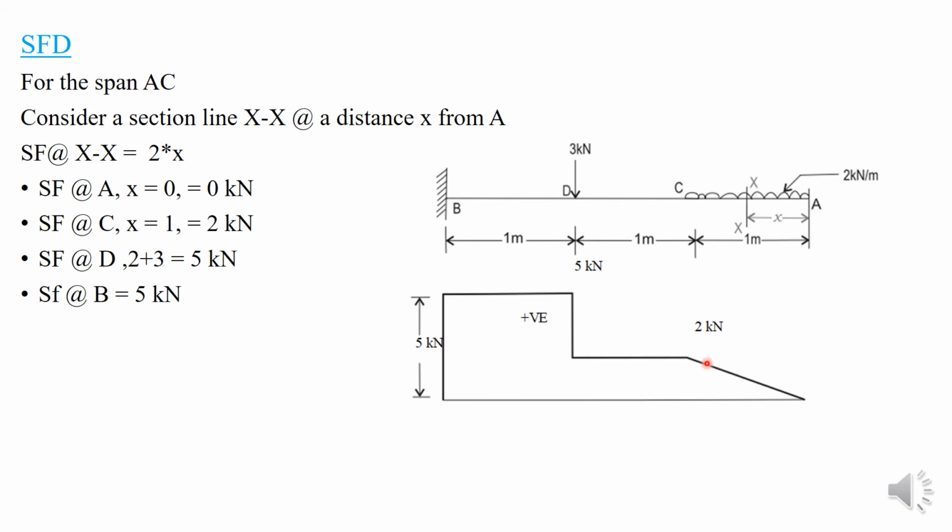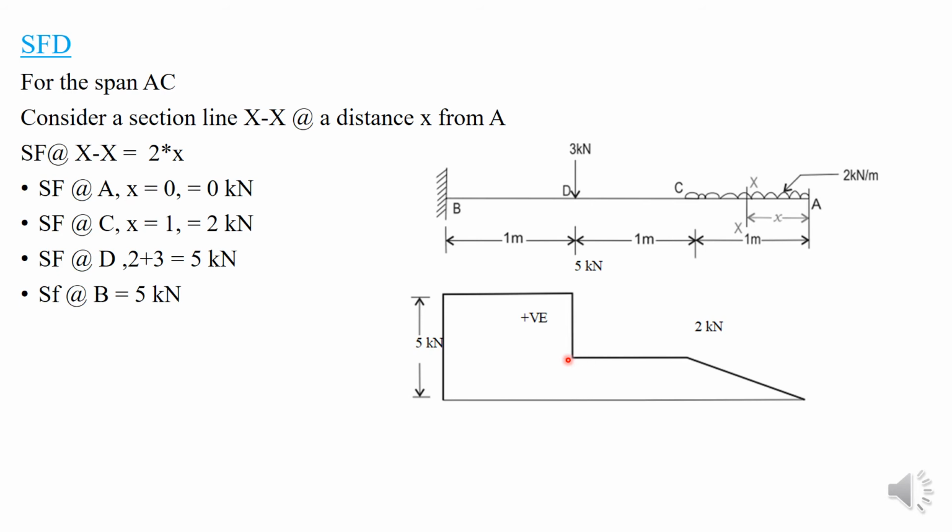Now, to get the shear force for the span C to D, consider again a section line at a distance h from the point C, and look into the right hand side. There you can see 2 into 1, that is 2 kN. From C to D no loads are acting. So in the shear force diagram, at C it is 2 kN, and from C to D it will be a horizontal line indicating a 2 kN shear force.